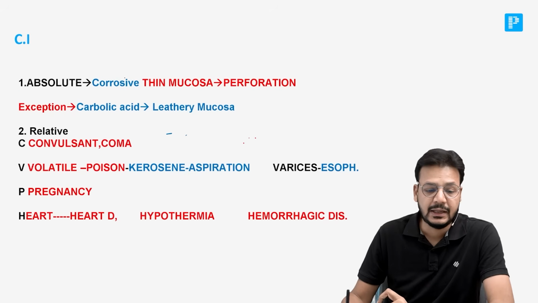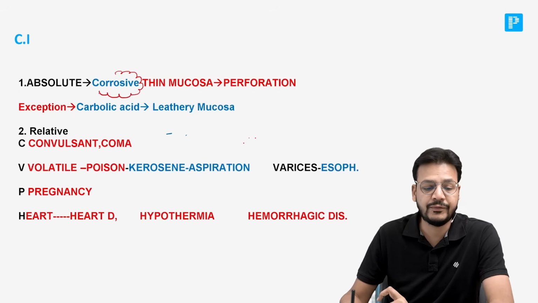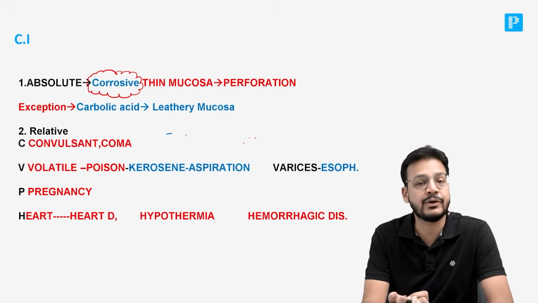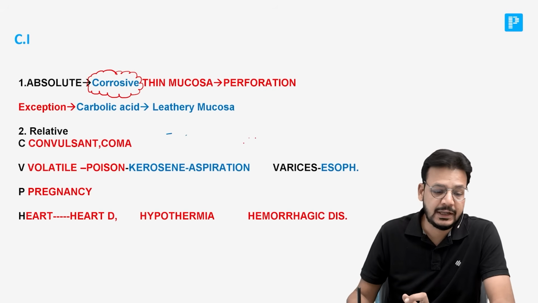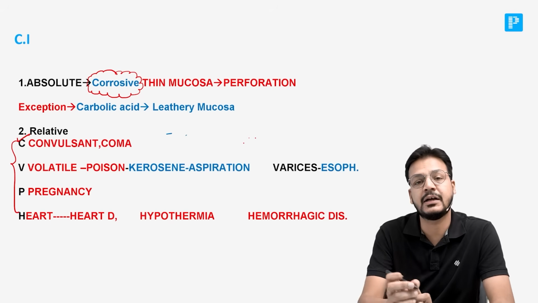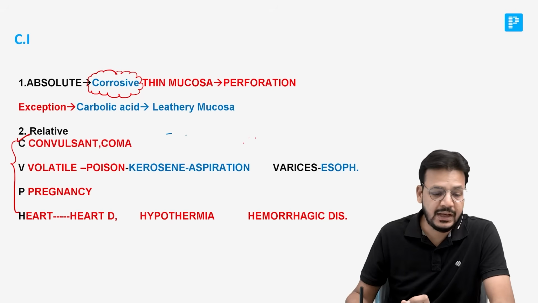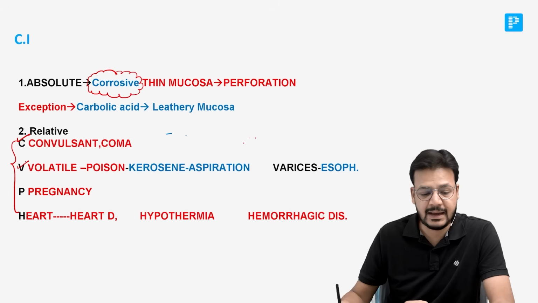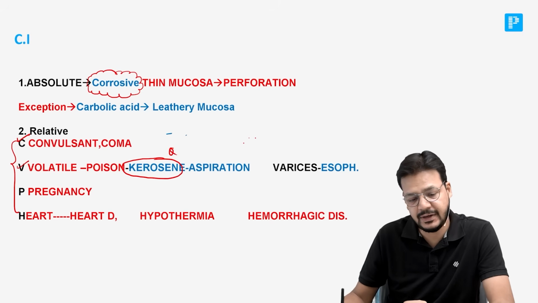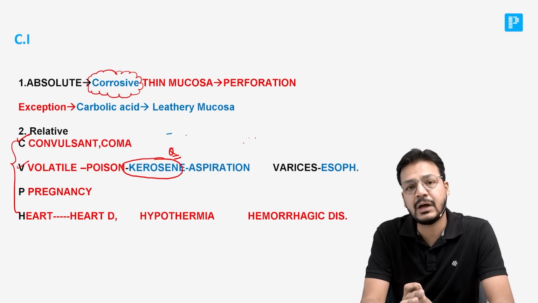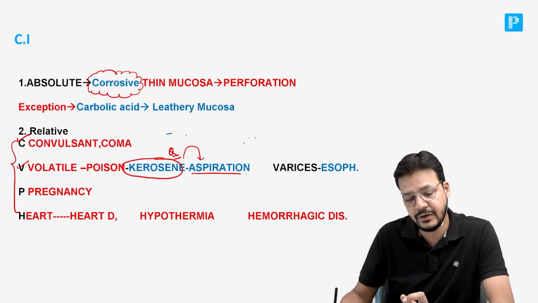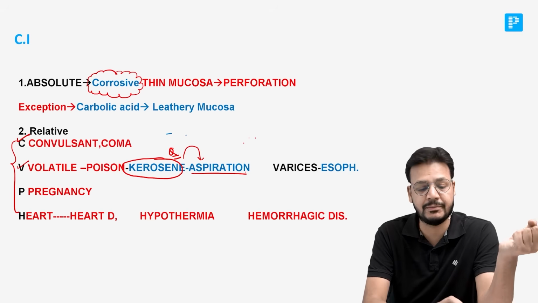If you see, the absolute contraindication of gastric lavage is corrosive poisoning because of thin mucosa, because it causes perforation. The relative contraindications are these: C, convulsion and coma; V, volatile poison, for example hydrocarbon like kerosene. That's very important. One hydrocarbon, that is kerosene, because in kerosene there are chances of aspiration. That's why the answer is hydrocarbon.